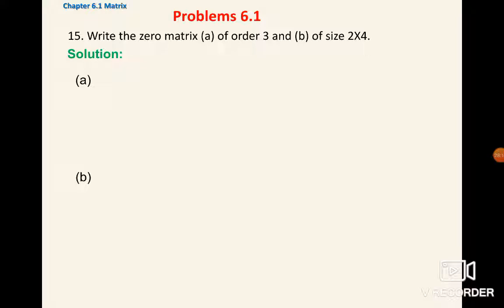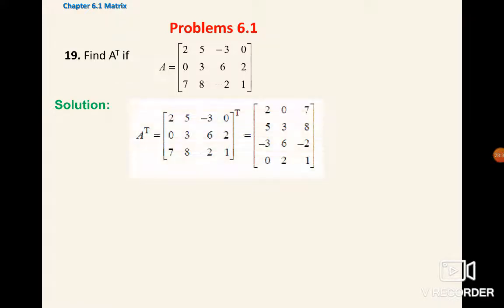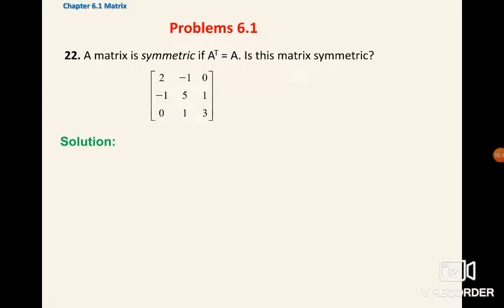Write the 0 matrix of order 3 and of size 2 by 4. Write 0 matrix. Answers are on the PowerPoint, you can check. Find A transpose. We have already discussed how to find transpose, so I skip this problem. Symmetric or not? Check if this is symmetric. Find transpose. This is given matrix A. Call it A. Find transpose.